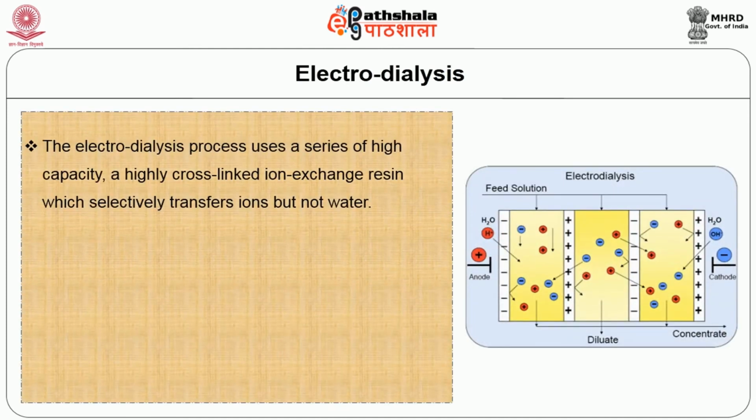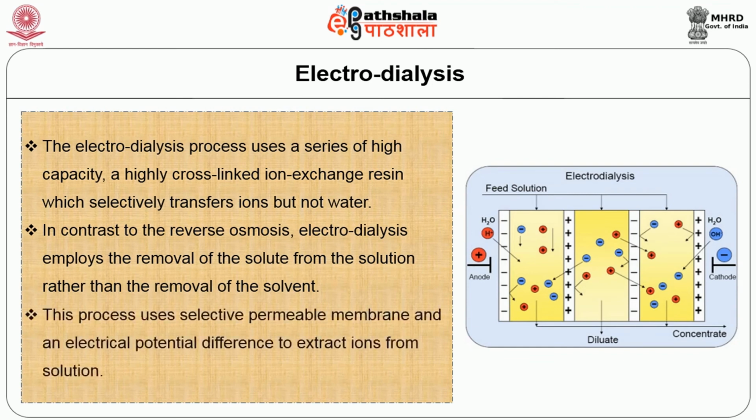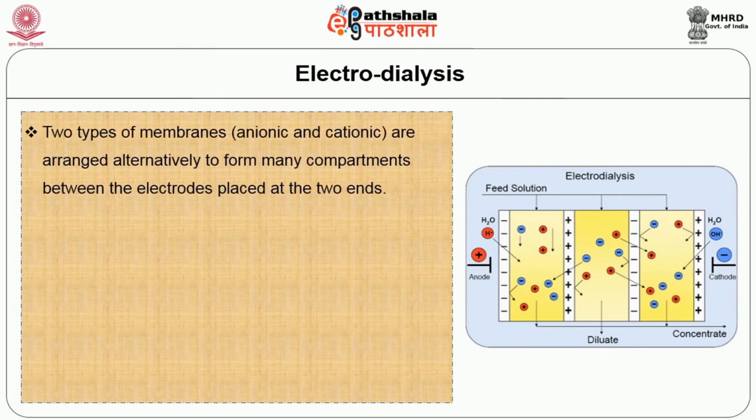The electrodialysis process uses a series of high capacity, highly cross-linked ion exchange resin which selectively transfers ions but not water. In contrast to reverse osmosis, electrodialysis employs the removal of solute from the solution rather than the removal of solvent. This process uses selective permeable membrane and an electrical potential difference to extract ions from solution. Two types of membranes, anionic and cationic, are arranged alternatively to form many compartments between the electrodes placed at the two ends.